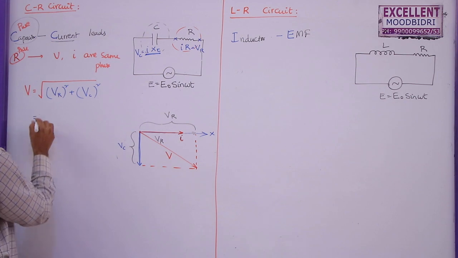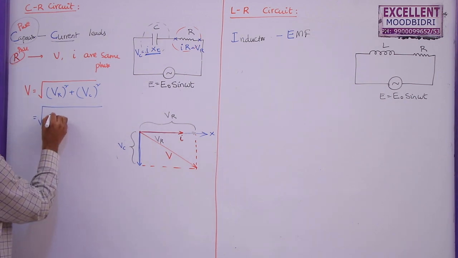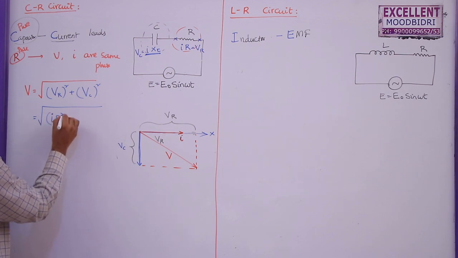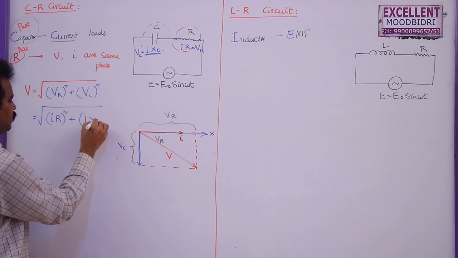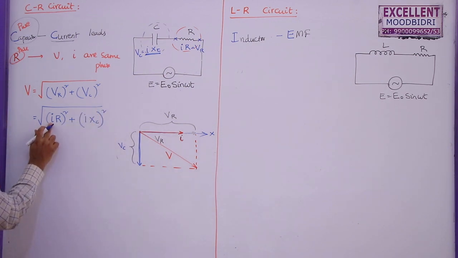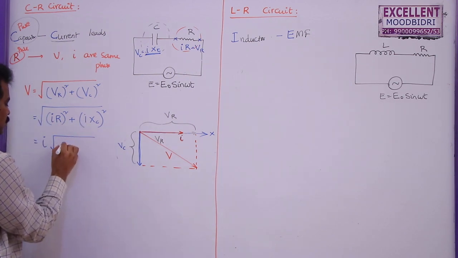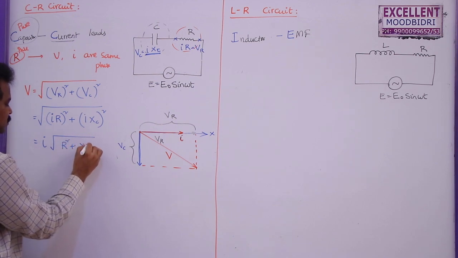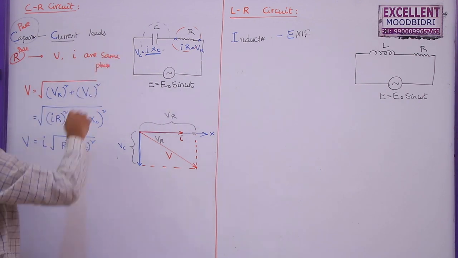So which can be written as root over. What is VR here? VR is nothing but current into resistance whole square, and VC is nothing but current into capacitive reactance whole square. Here I square common. If you bring it outside, you can write I root over R square plus XC whole square. So this is the total voltage across this CR combination.